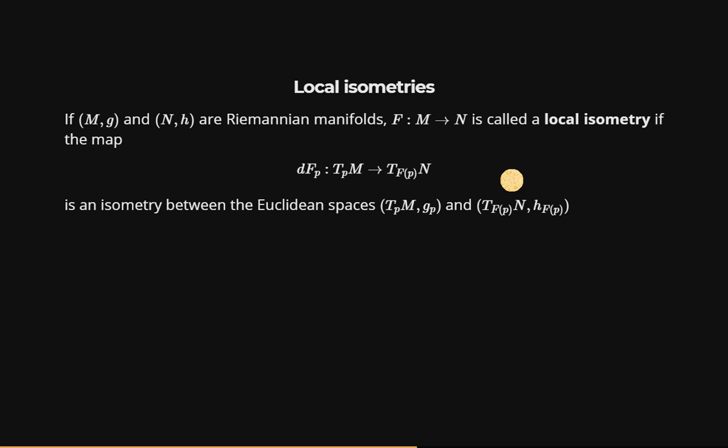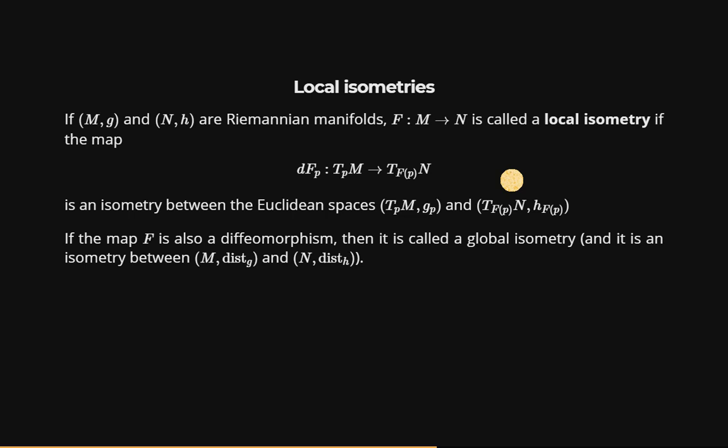So if you take an orthonormal basis for G_P and an orthonormal basis for H_P, the matrix of df_P is an orthogonal matrix, whatever you want. Obviously, this means that M and N have the same dimension. If the map f is a diffeomorphism, then it's called a global isometry. And it's an isometry between the two distance spaces. So if you take two points of M and you look at the images, the distance in M is equal to the distance in N.